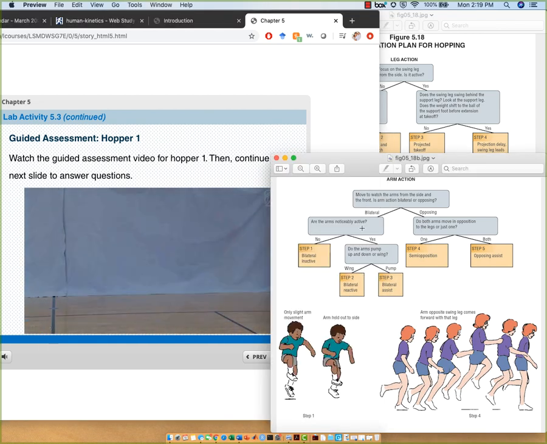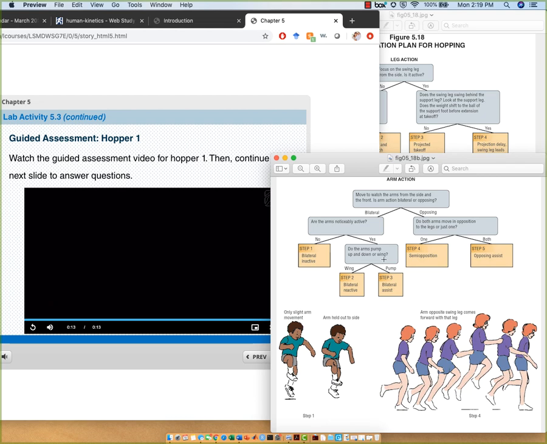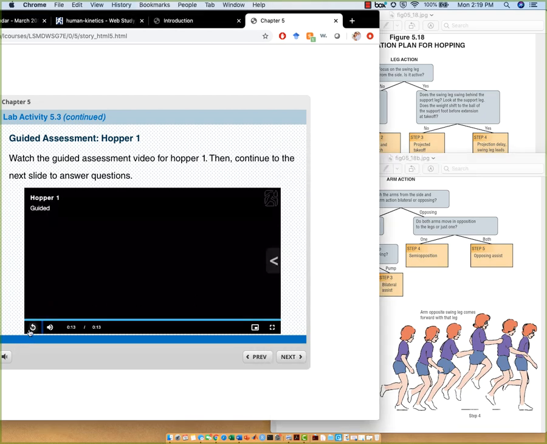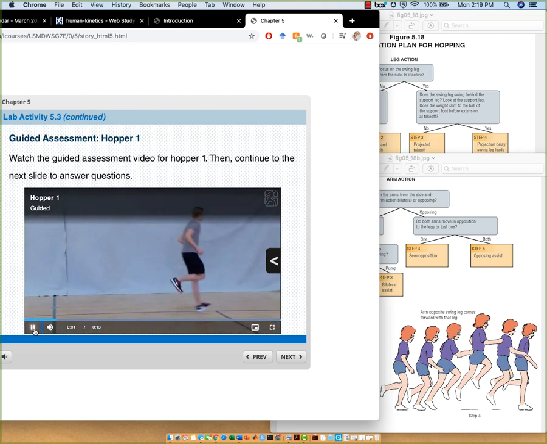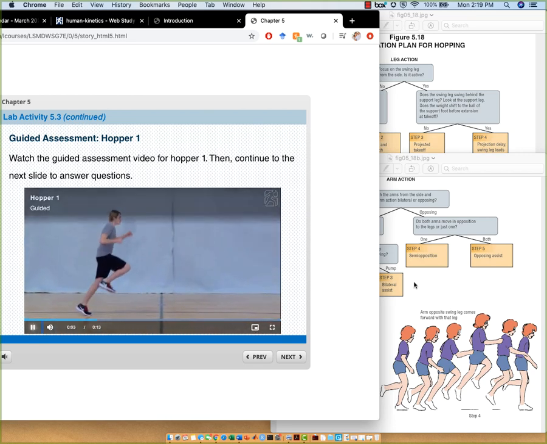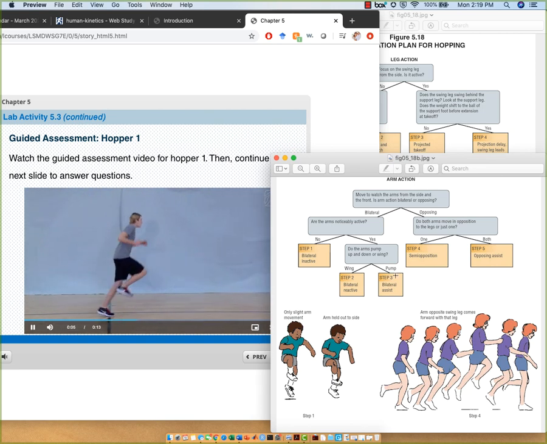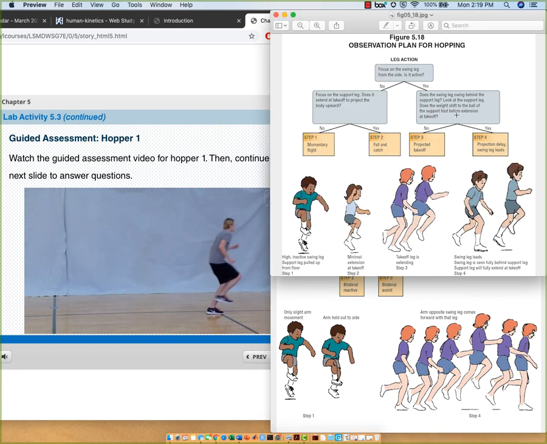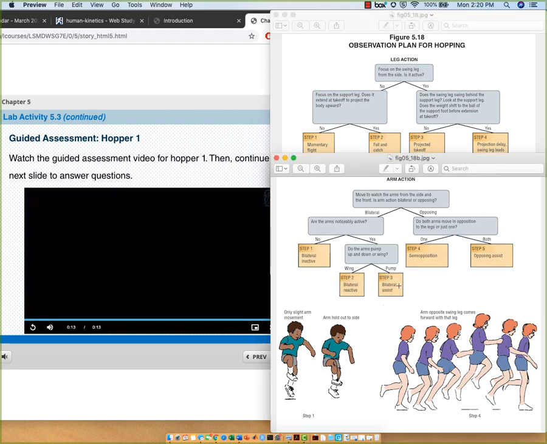Second question is, do the arms pump up or wing? It looks like the arms are pumping up to generate a little bit of force. So I would consider this to be bilateral assist, or step 3. So far we see that for leg action, we're in step 3, and for arm action, we're also in step 3. So I would just take note of that.